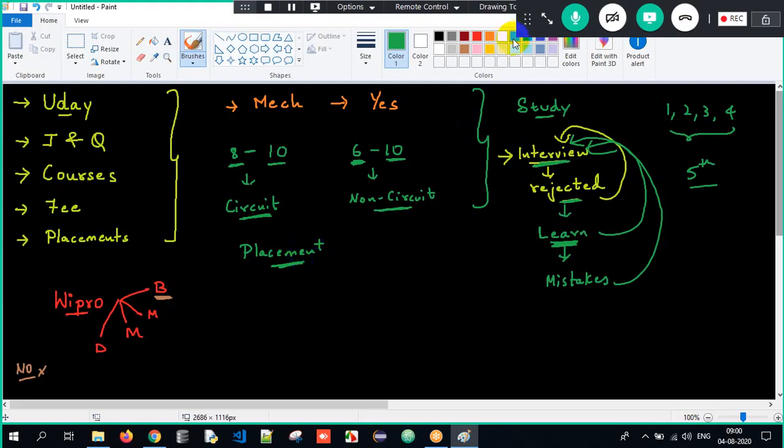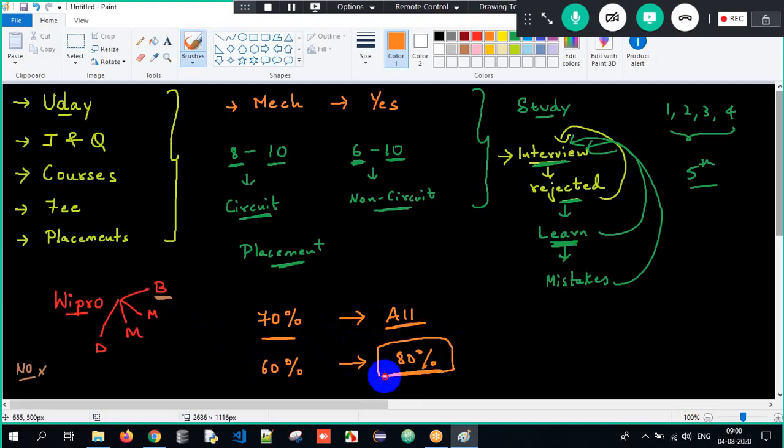Again, "Sir, I have 70 throughout." Okay, you are eligible for all the companies. "Sir, I have 60 throughout." You will be eligible for 80% of the companies. So if you have 70 throughout, you'll be eligible for all the companies. With 60 throughout, you'll be eligible for almost 80% of the companies.